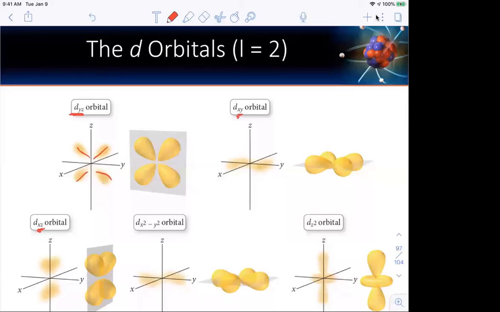This is where I have x squared minus y squared, which is another orientation. It's a little bit different than this one. They're offset. If you look at these two, they're sort of offset. And then here's my dumbbell with a donut, which is my z squared orbital. And notice I literally think it looks like a dumbbell with a donut. But there's 5 of these orbitals.